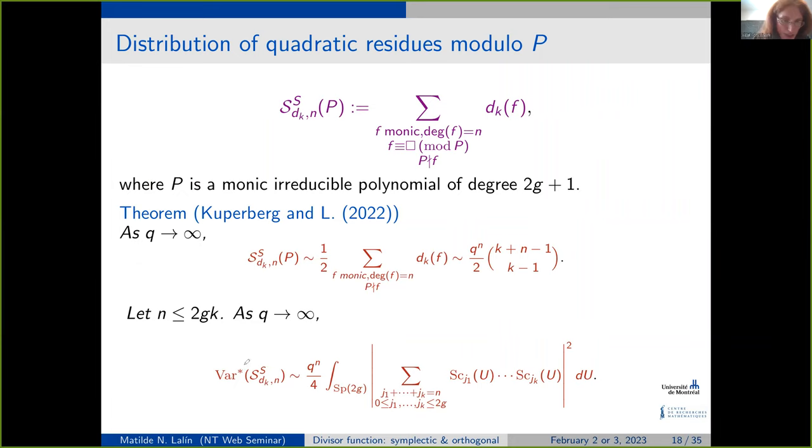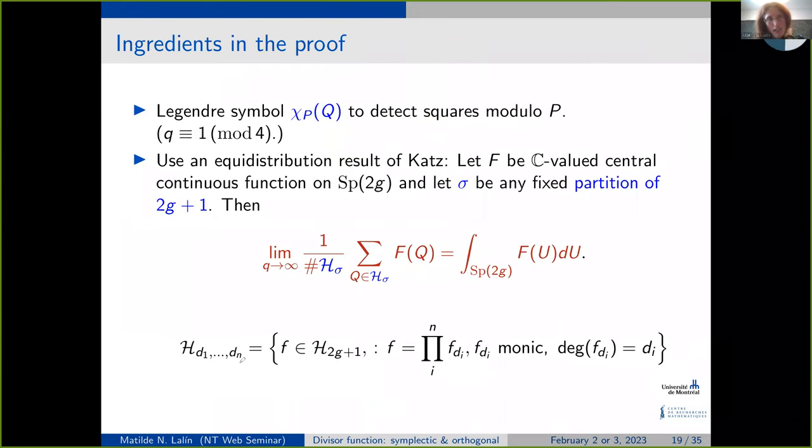Here maybe I should mention, I put a star here because the variance is not really taking the difference with the average, I'm taking the difference with the main term of the average. So this is why I put the star. The ingredients in the proof: we use the quadratic character, this Legendre symbol, to detect squares modulo P. And we use an equidistribution result of Katz. Now, the original plan was to use the whole family of hyperelliptic curves. Here, however, when we restricted to primes, we actually have a question about this, because then you're looking into y squared equals P of x.